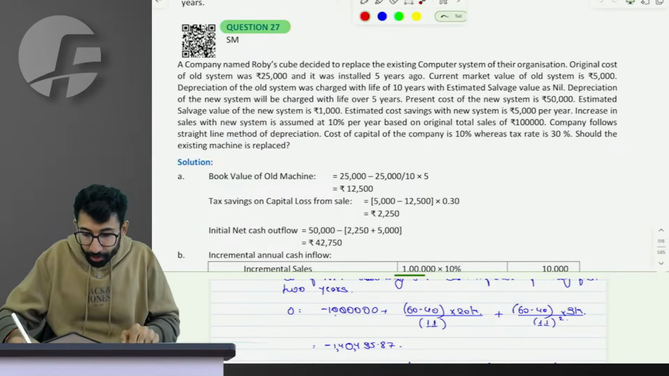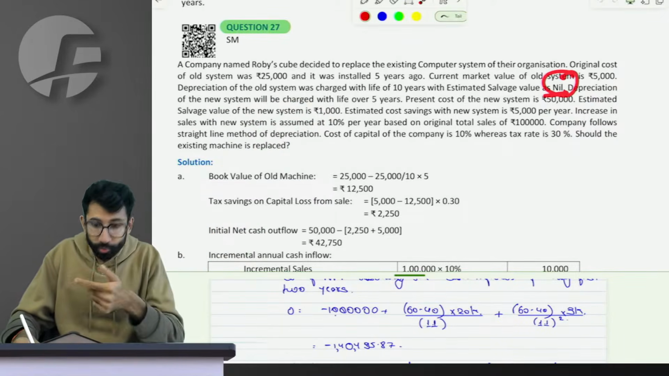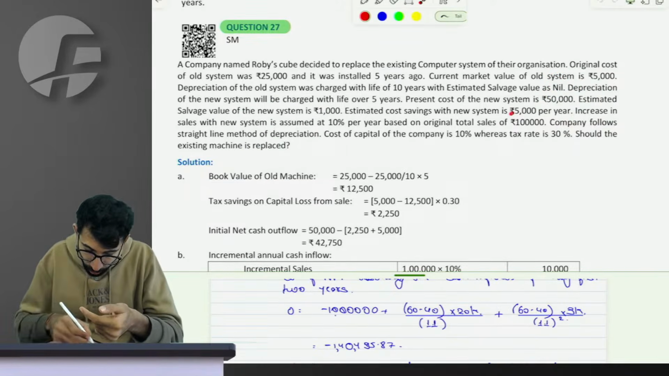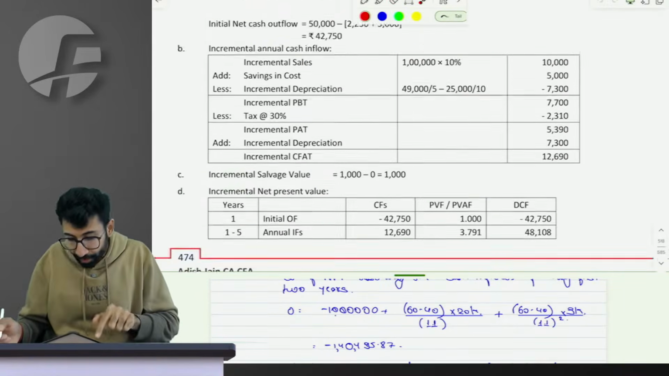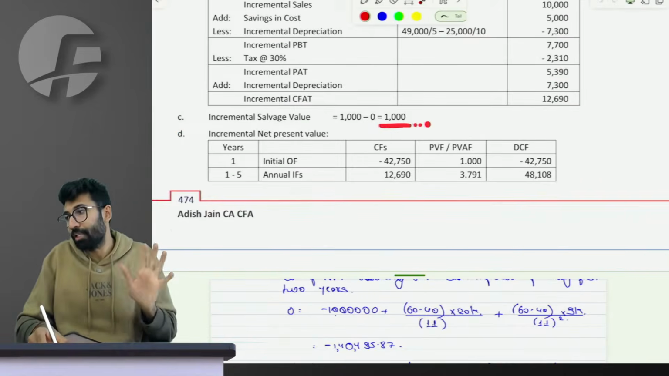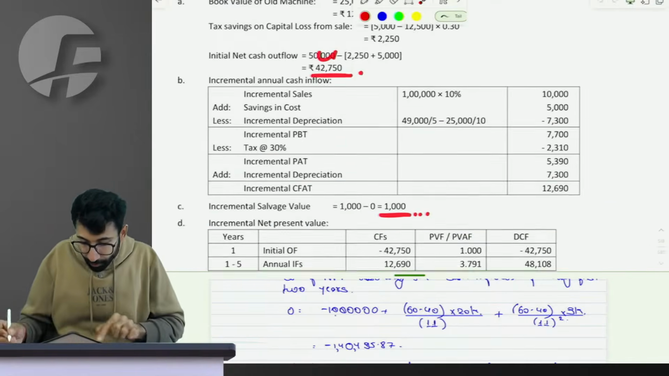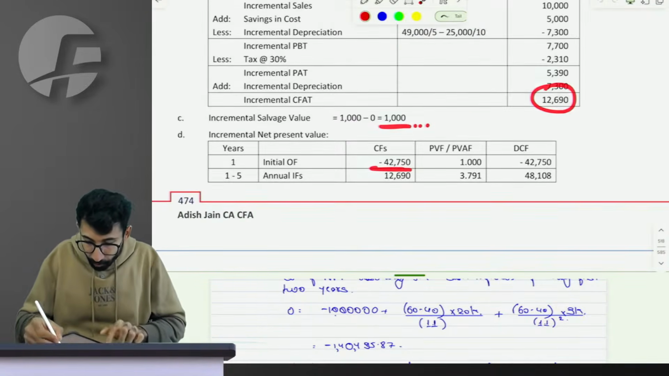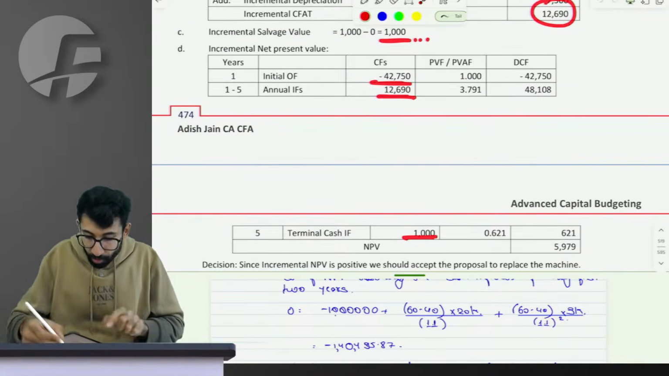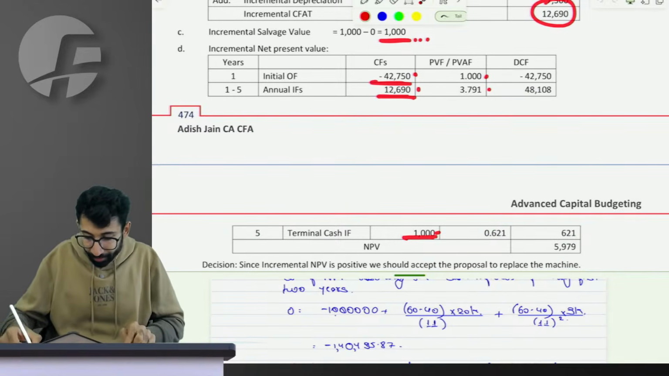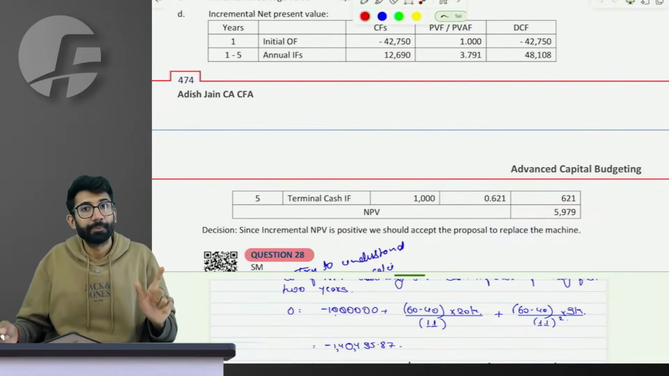Let me think about the salvage. If I use the old, this will generate nothing finally. But if I use the new, this will generate how much salvage? 1,000. So incremental salvage is 1,000, terminal is 1,000. So ultimately, initial incremental outflow is 42,750. Annual incremental inflow for the next 5 years is 12,690 and terminal incremental is 1,000. So if I have the incremental inflows and outflows, and the present value factor, the incremental NPV is positive, so we should replace the machine is the answer.